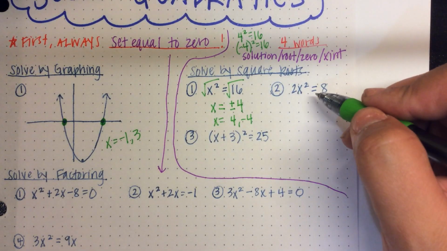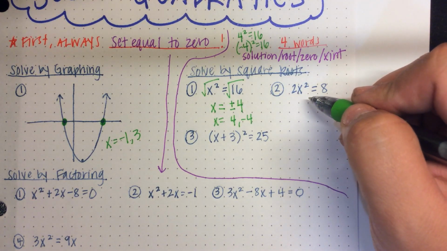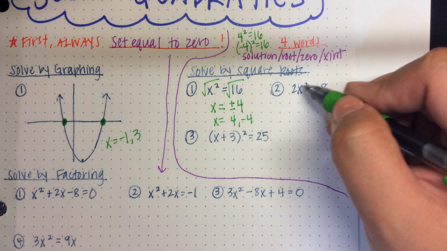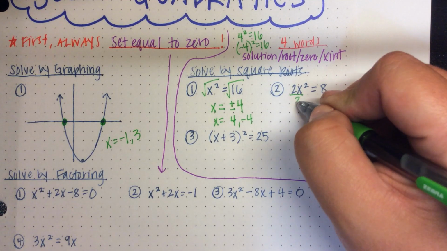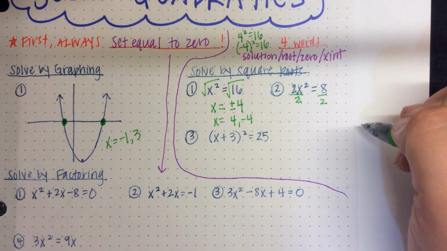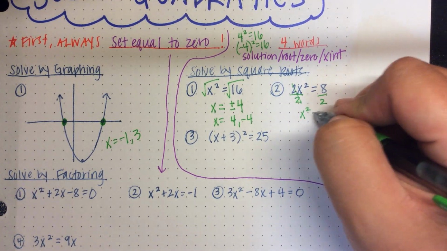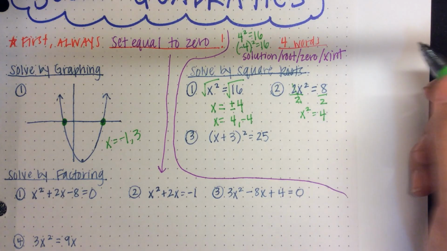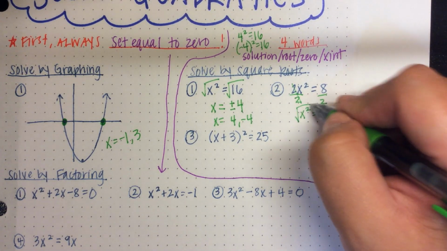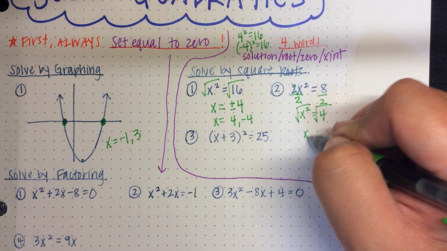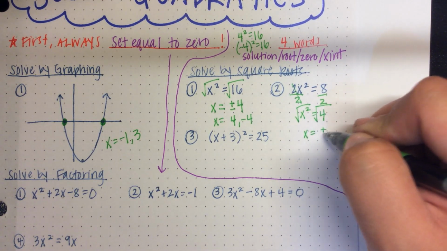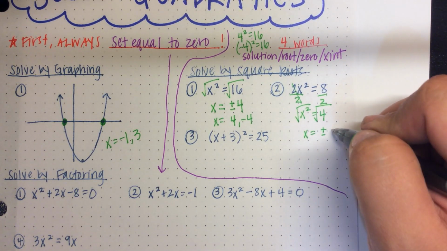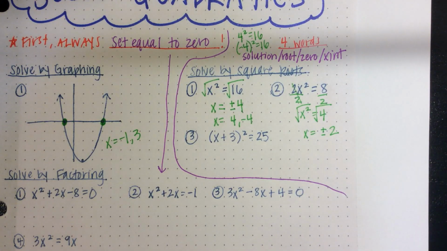All right, now for the second one, don't take the square root yet. Wait until you get down to the x by itself. So I'm going to start by dividing by 2, moving that 2 over. Then I'm going to have x squared equals 4. Now it's a lot easier when I take the square root of both sides, because 4 is a perfect square. So I can say x equals plus or minus, don't forget the plus or minus, 2.